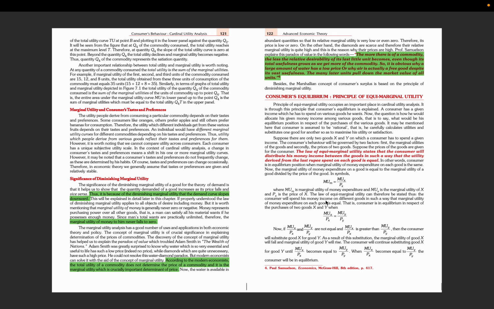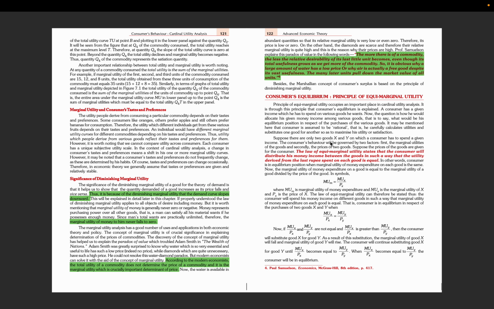Let's now begin with the consumer's equilibrium: the principle of equi-marginal utility. The principle of equi-marginal utility occupies an important place in cardinal utility analysis. It is through this principle that consumer's equilibrium is explained. A consumer has a given income which he has to spend on various goods he wants.